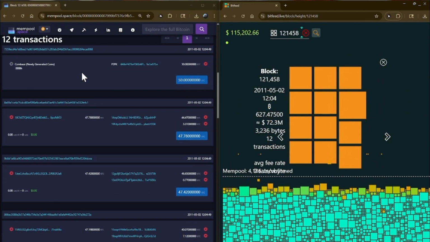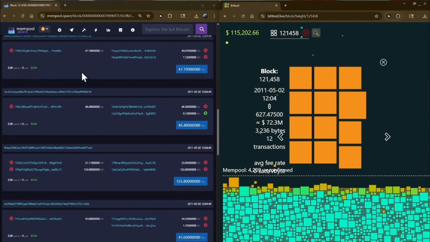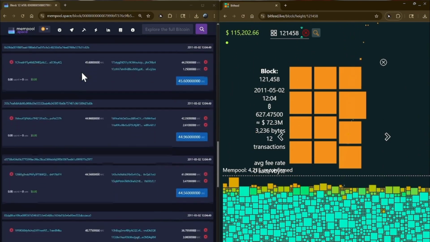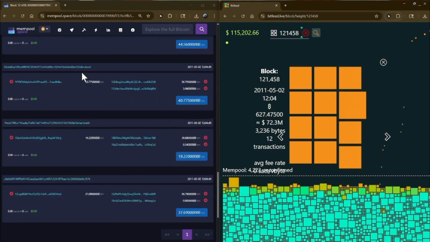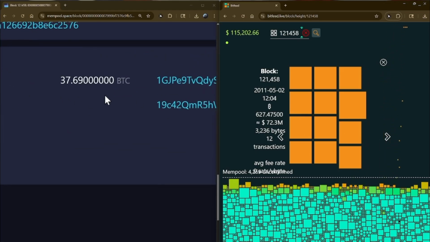Let's count them. Okay. There's 1, 2, 3, 4, 5, 6, 7, 8, 9, 10, 11, 12, right? So 12 transactions are there, able to be verified, of Bitcoin's activity, right? Immutable ledger, transparent ledger. You can go in here.